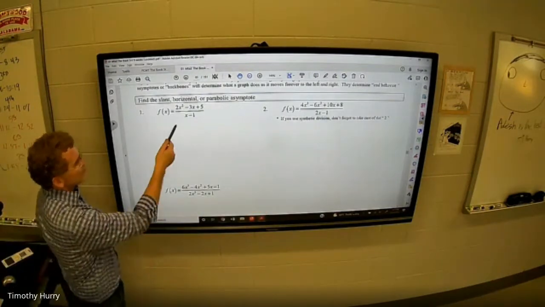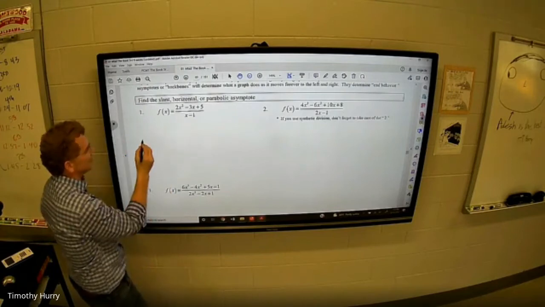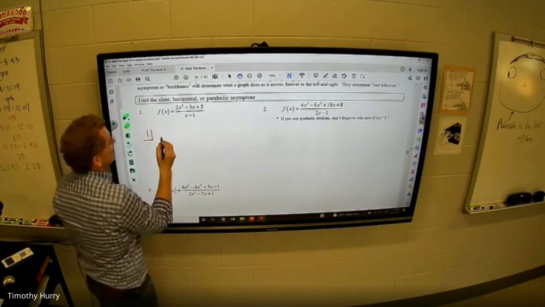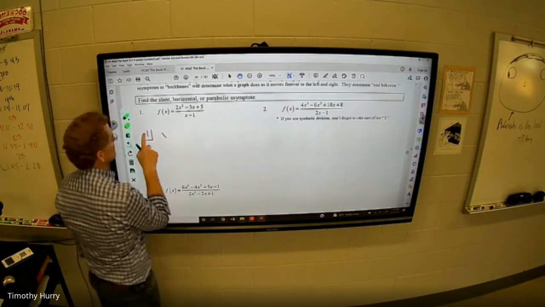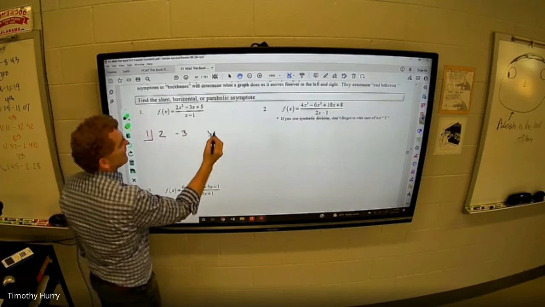Divide. Now, because this is x and not x squared, let's do some synthetic. I wish y'all liked that a little better. So I'm just going to use positive 1. I could have done that in my example too. Positive 1, 2, negative 3, 5.